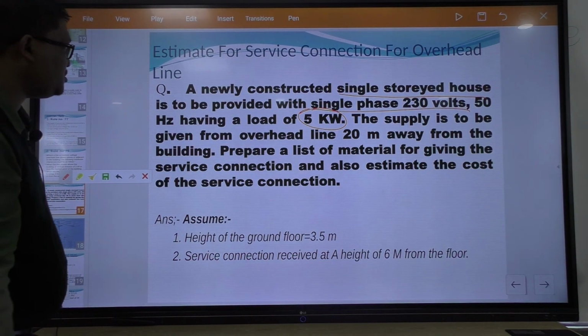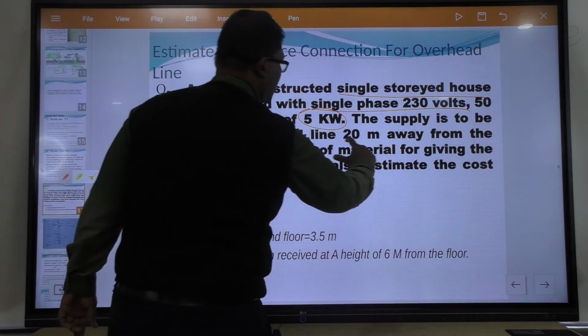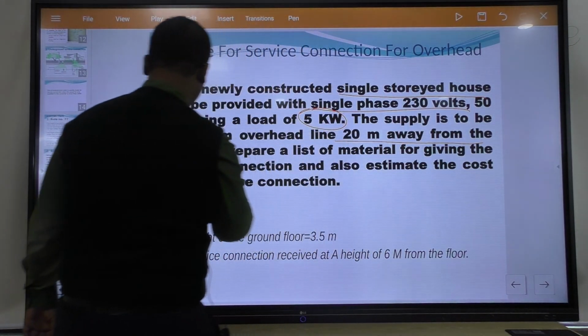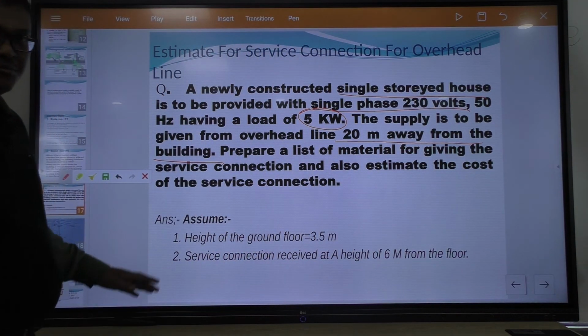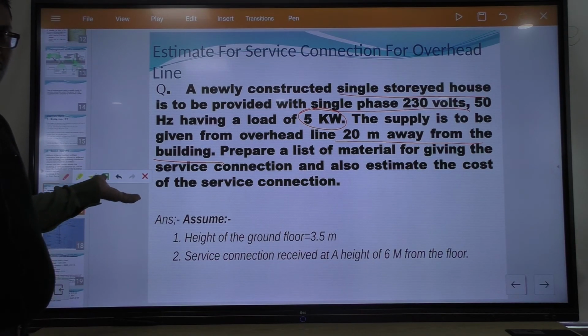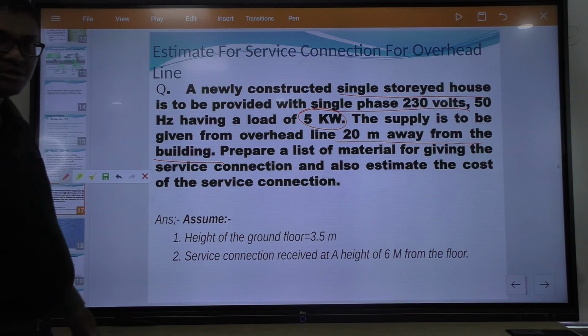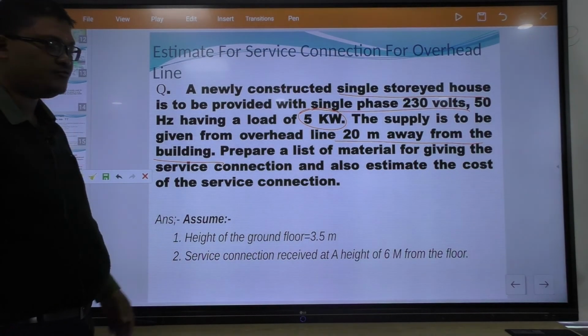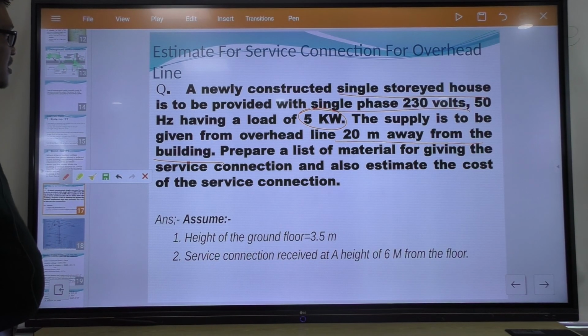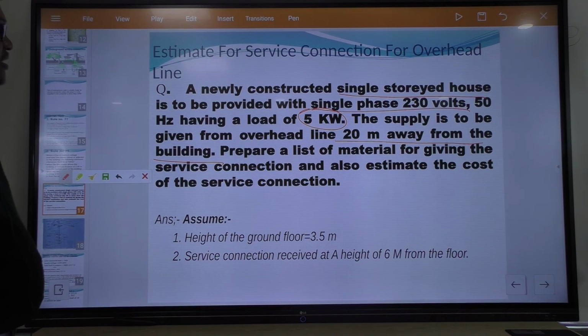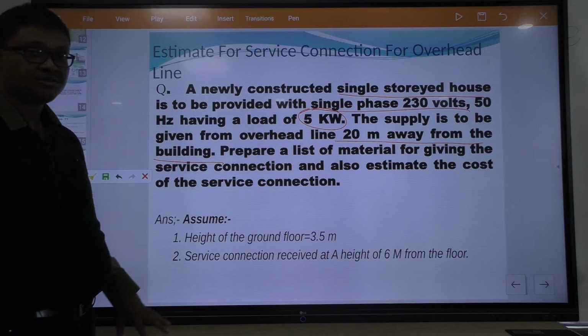The supply is to be taken from the overhead line, 20 meter away from the building. The service pole is 20 meter away from the building. Prepare a list of material for giving the service connection and also estimate the service connection.